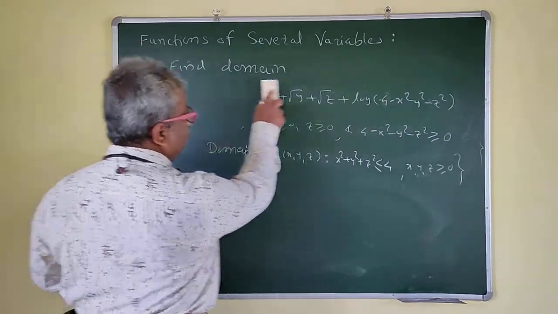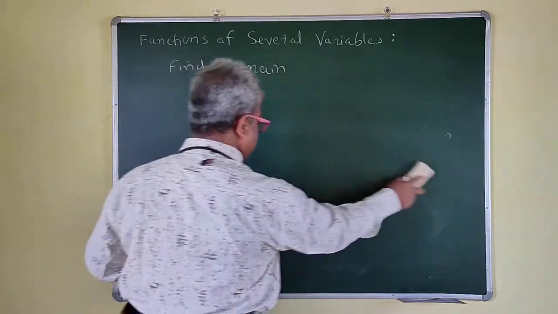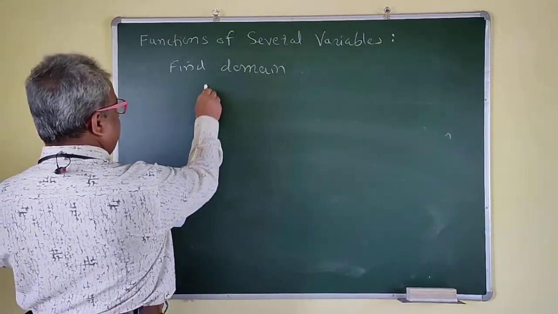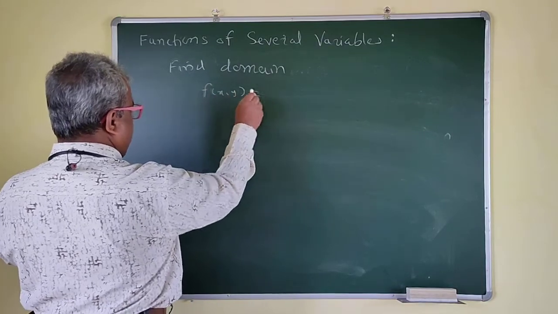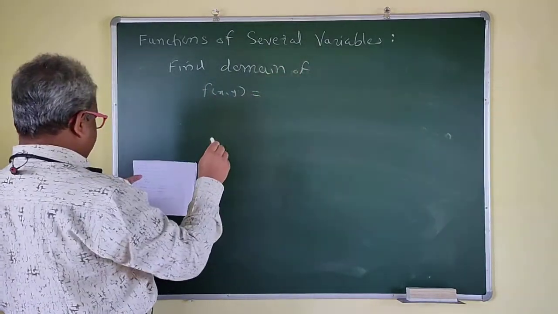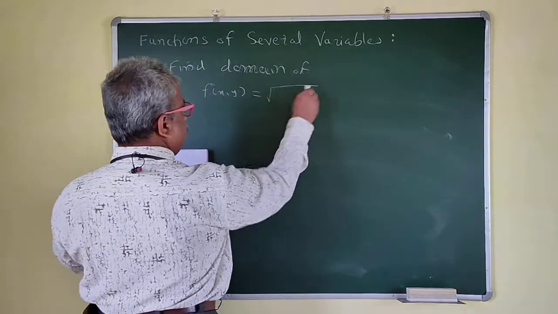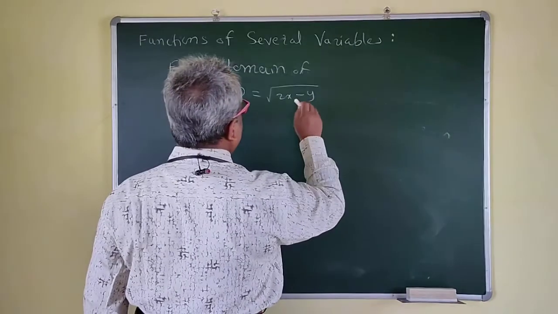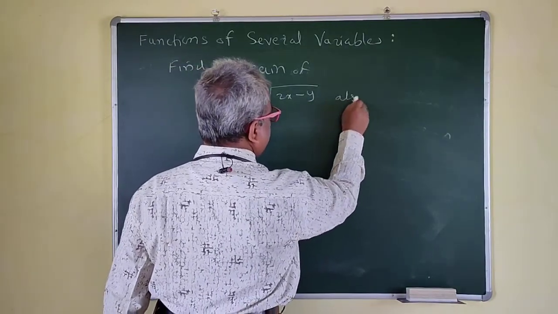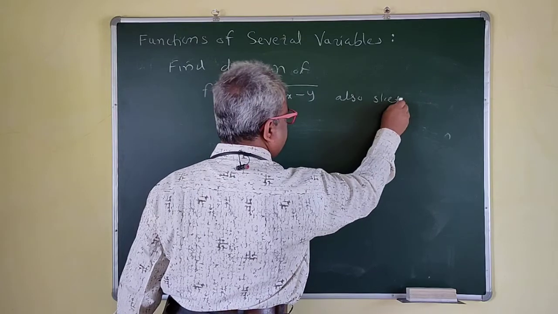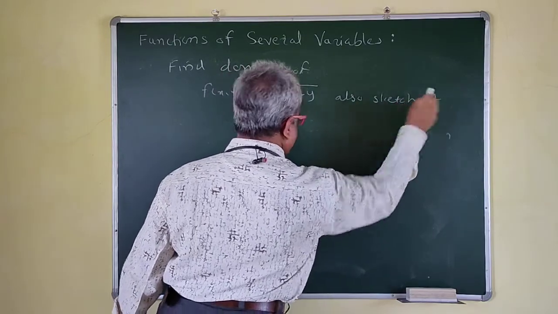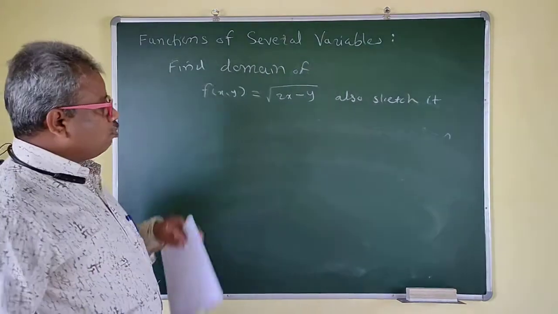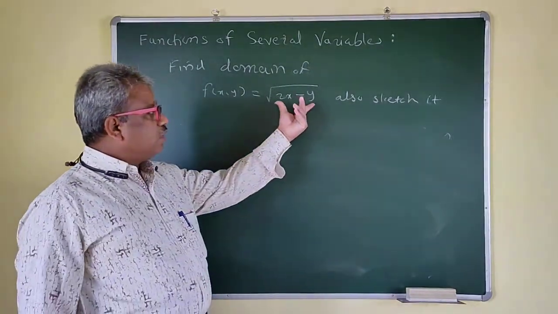Now next, find the domain of the function f of x, y equals root of twice x minus y. Find the domain of the function, and also sketch it. Now f of x, y is equal to this. You have to find the domain of the function.